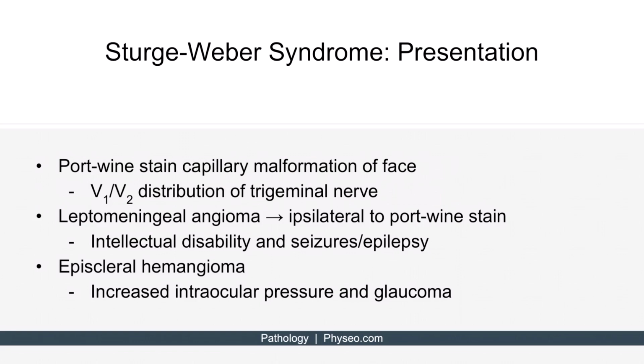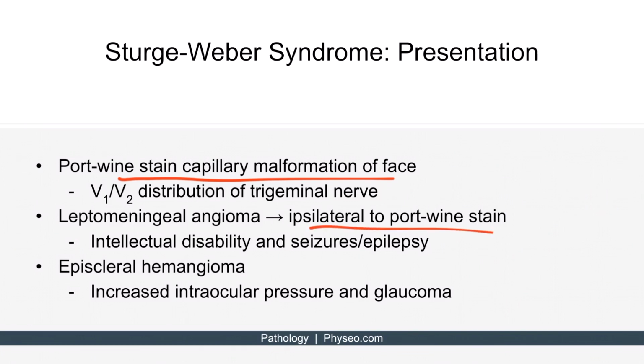All right, now let's talk about the presentation. The most notable feature of Sturge-Weber syndrome is a port wine stain capillary malformation of the face. This characteristically presents in a V1 to V2 distribution of the trigeminal nerve. Another feature is a leptomeningeal angioma on the same side as the port wine stain.